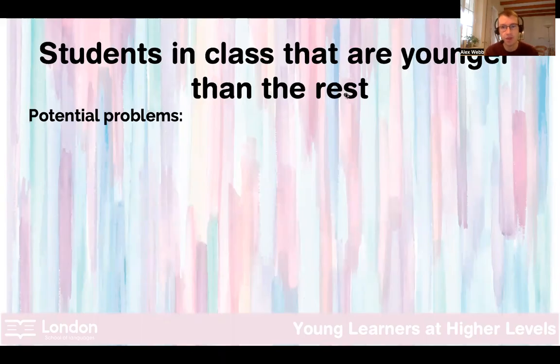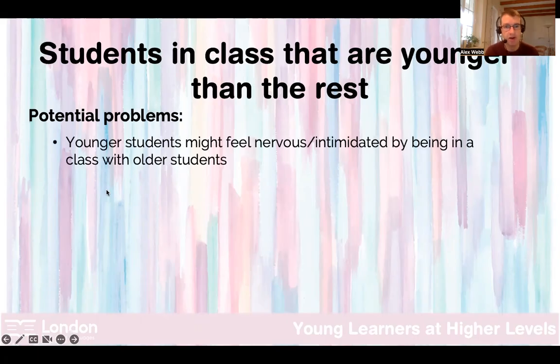So you've got students in class that are younger than the rest. What kind of problems could that cause? Firstly, you might find that younger students are nervous or intimidated by being in class with older students. I think that's quite normal. If you're 12 or 13 and you're in a class with 15, 16-year-olds, that might be quite intimidating for you as a younger learner. That's something definitely that we need to think about and take into consideration.